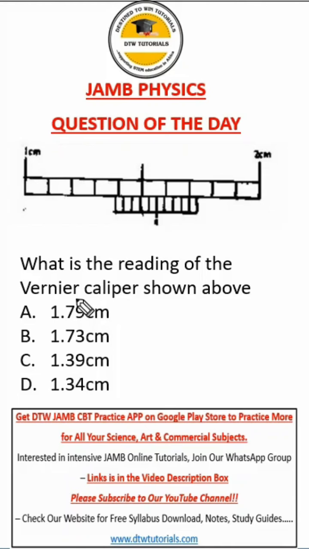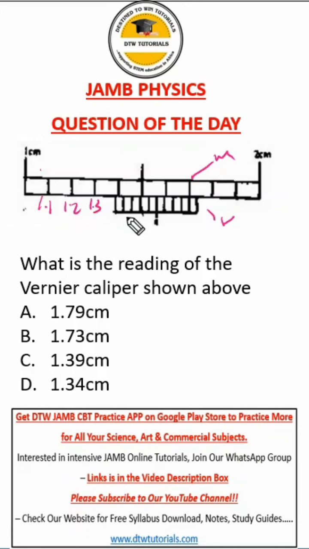This JAMB physics question says, what is the reading of the vernier caliper shown above? So here, this is the main scale. Now this is the vernier scale. We have to look for the value for the main scale and then add the value for the vernier scale. So how are we going to do this? Look at the main scale. We have 1 centimeter here. Here is 1.1. Here is 1.2. Here is 1.3. So we stop here.